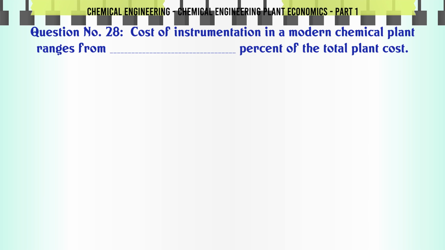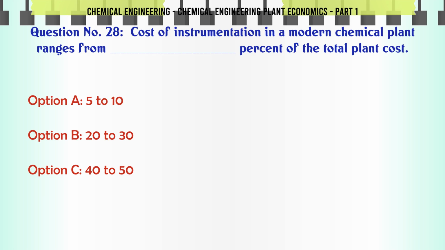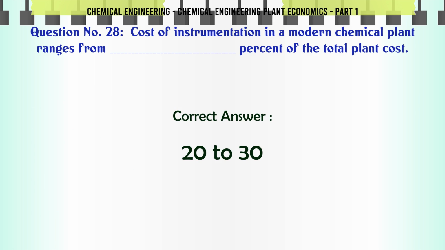Cost of instrumentation in a modern chemical plant ranges from blank percent of the total plant cost. A 5 to 10, B 20 to 30, C 40 to 50, D 60 to 70. The correct answer is 20 to 30.